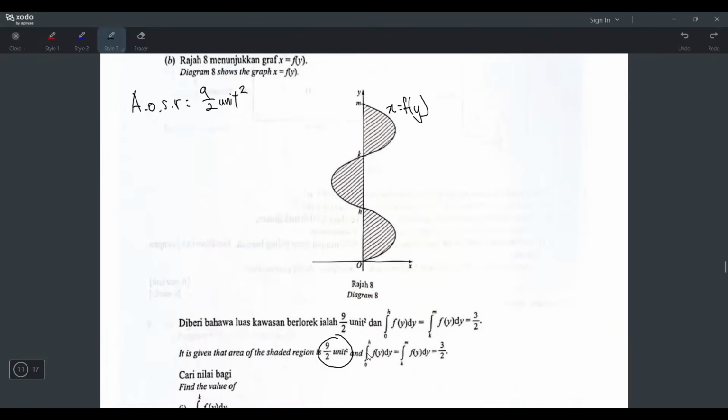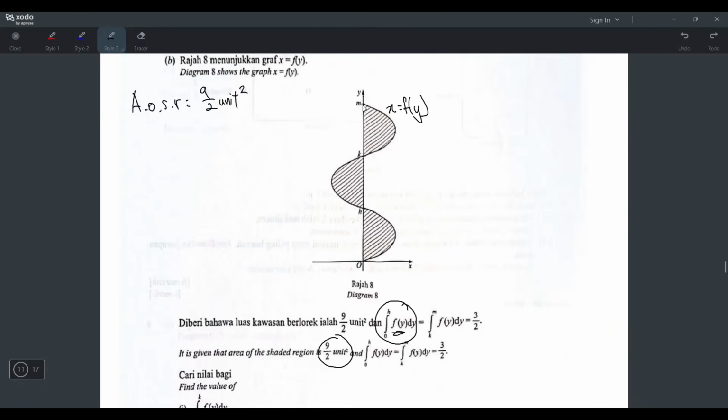Now, they say the integral from 0 to h of f(y) dy is equivalent to the integral from k to m of f(y) dy, which is 3/2. Let's find out where the region is. Which region are they talking about here? From 0 to h, integrating towards the y-axis. f(y) is the equation of the curve, but they want you to integrate towards the y-axis because of dy.